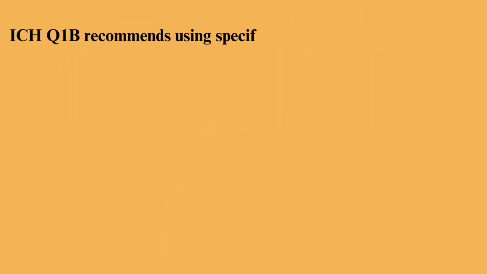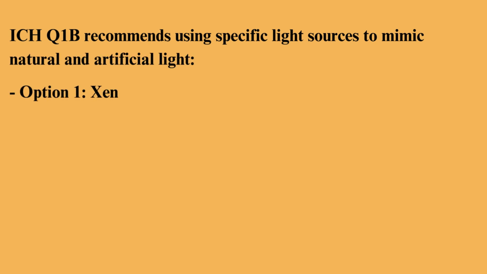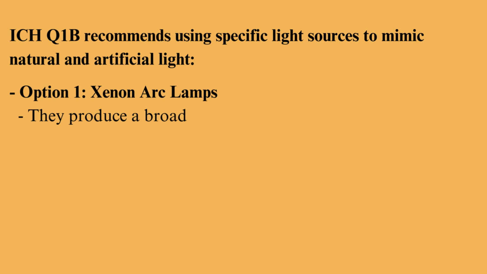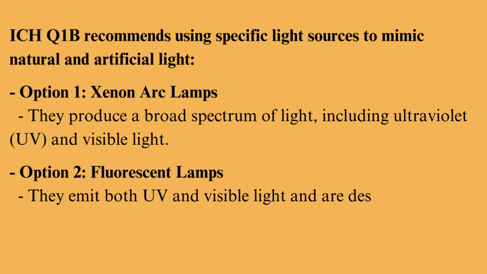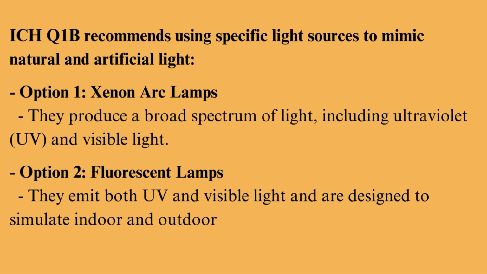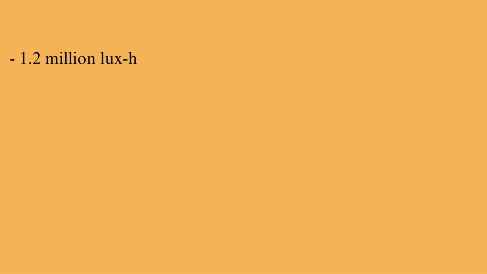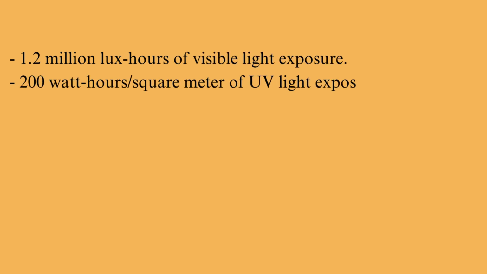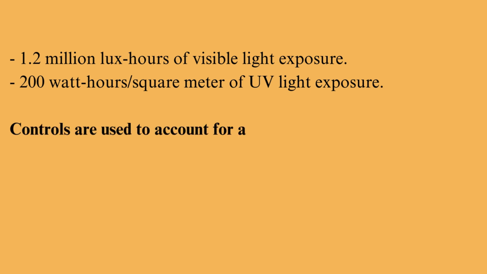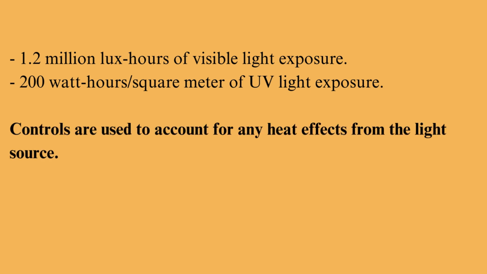ICH Q1B recommends using specific light sources to mimic natural and artificial light. Option 1, xenon arc lamps. They produce a broad spectrum of light, including ultraviolet and visible light. Option 2, fluorescent lamps. They emit both UV and visible light and are designed to simulate indoor and outdoor exposure. Conditions include 1.2 million lux-hours of visible light exposure, 200 watt-hours/square meter of UV light exposure. Controls are used to account for any heat effects from the light source.